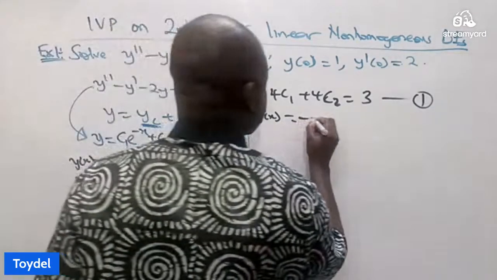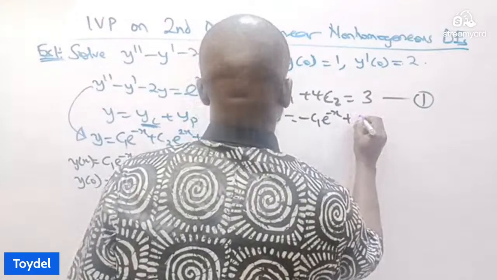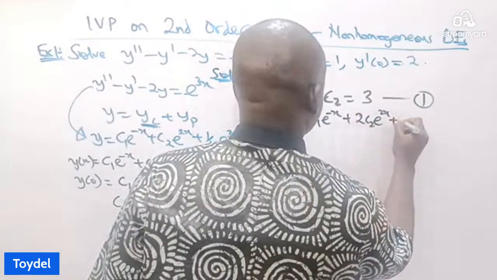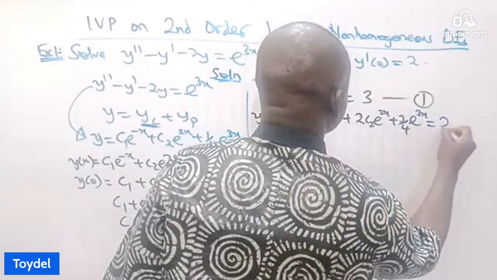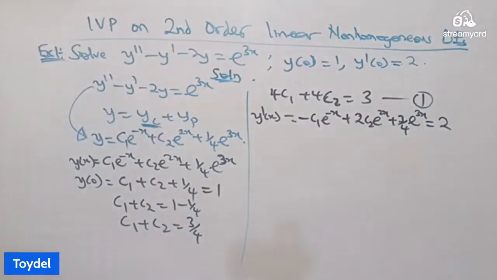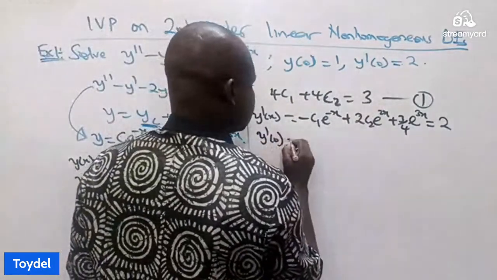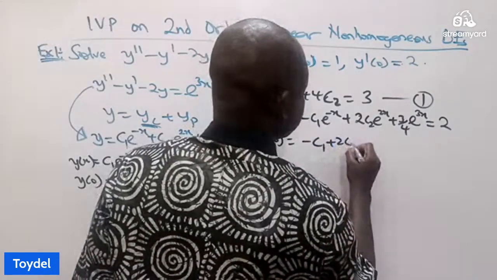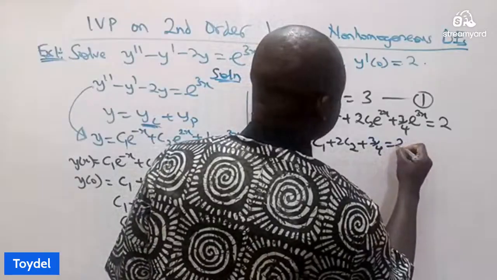I'm going to get minus C1 exponential minus x, plus 2C2 exponential 2x, plus 3 all over 4 exponential 3x is equal to 2. That's what we're going to get as the second one. So when we substitute x equal to 0, I have y prime of 0 to be equal to minus C1 plus 2C2 plus 3 all over 4 is equal to 2.